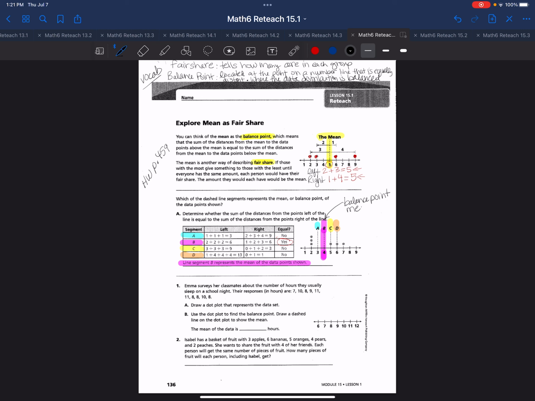It's also going to be the mean, or it's going to be the fair share. Let's look at the steps involved. If you want to write down the steps involved, step 1 would be to draw a dot plot on a number line. Step 2 would be to create a table similar to the one here.